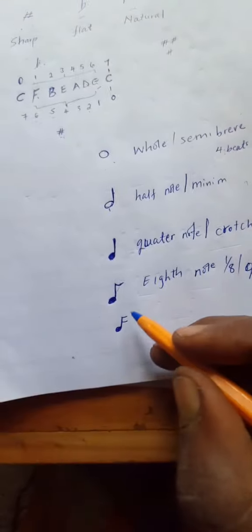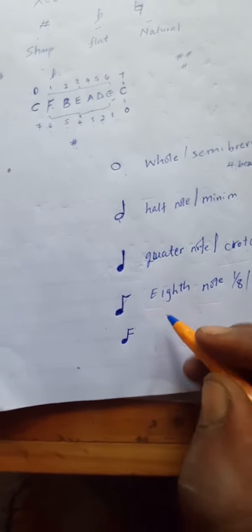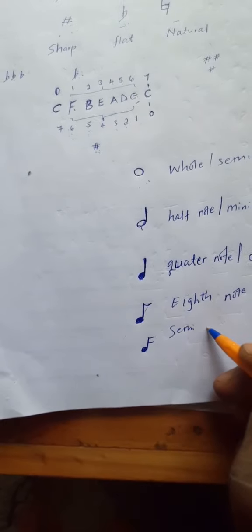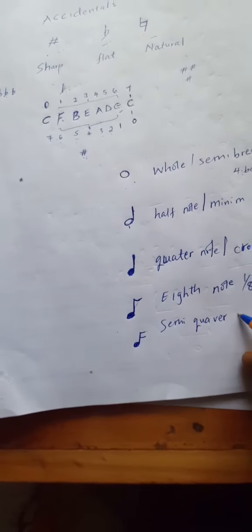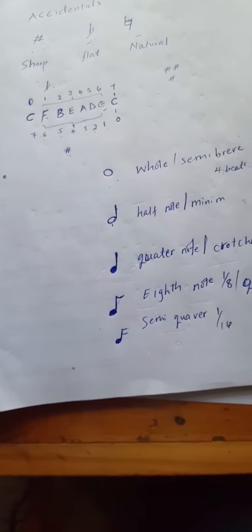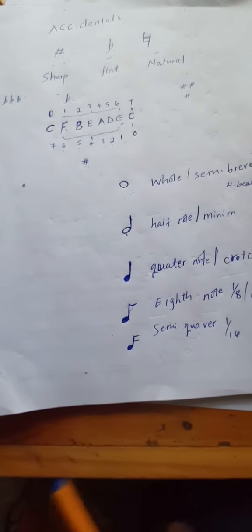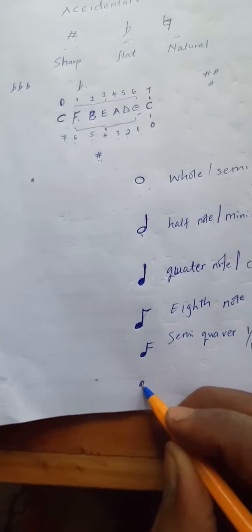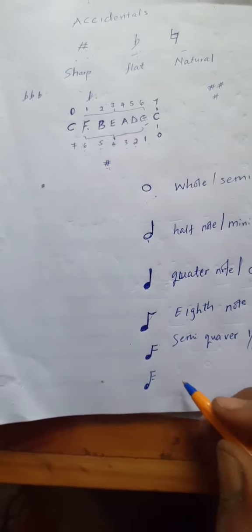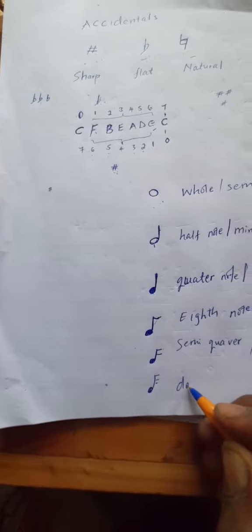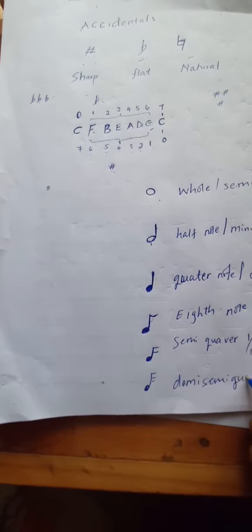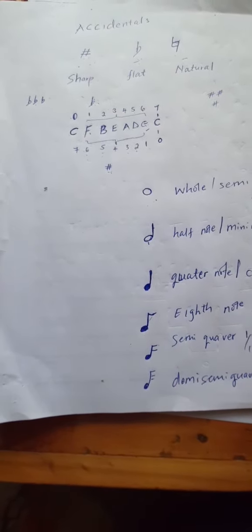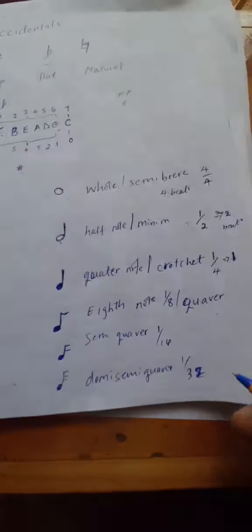Good. This one with a head, a stem, and 2 flags, we call a semi-quaver. So it is just 1/16. Yeah, it is faster. Now we also have the other one. This one's a head with 3 flags. Then we call it a demisemiquaver. It is 1/32. Of course, 1/32.